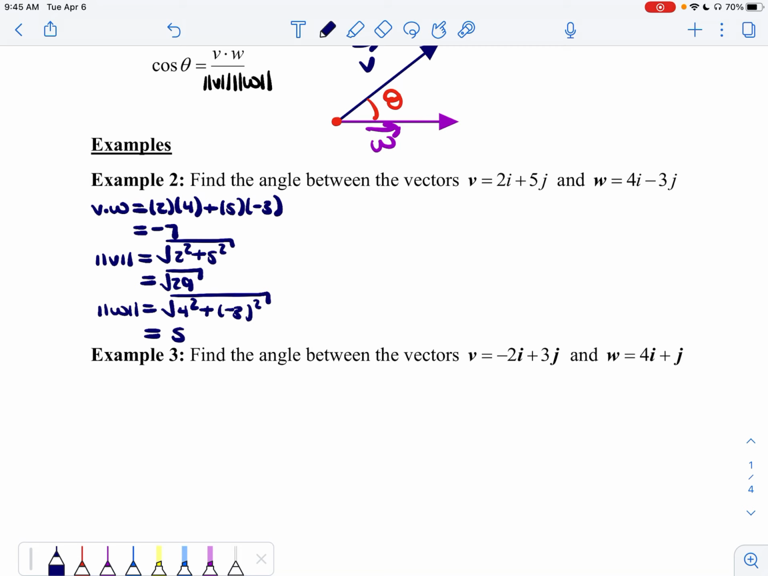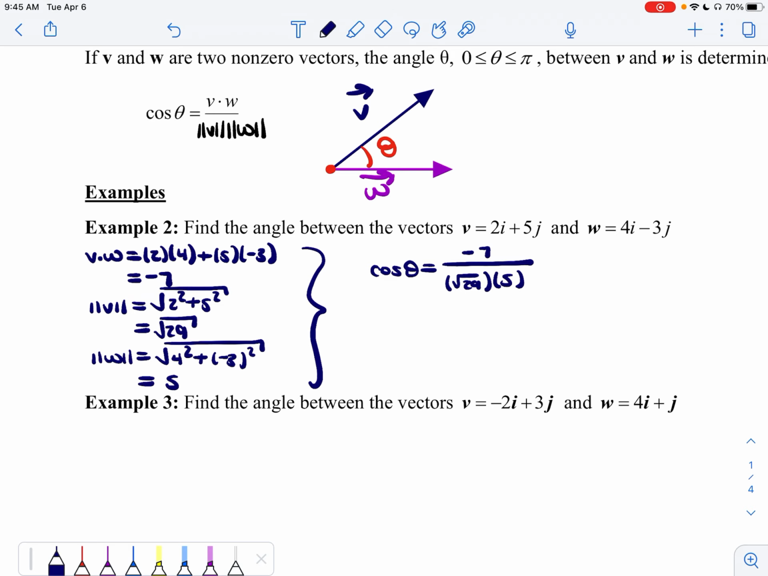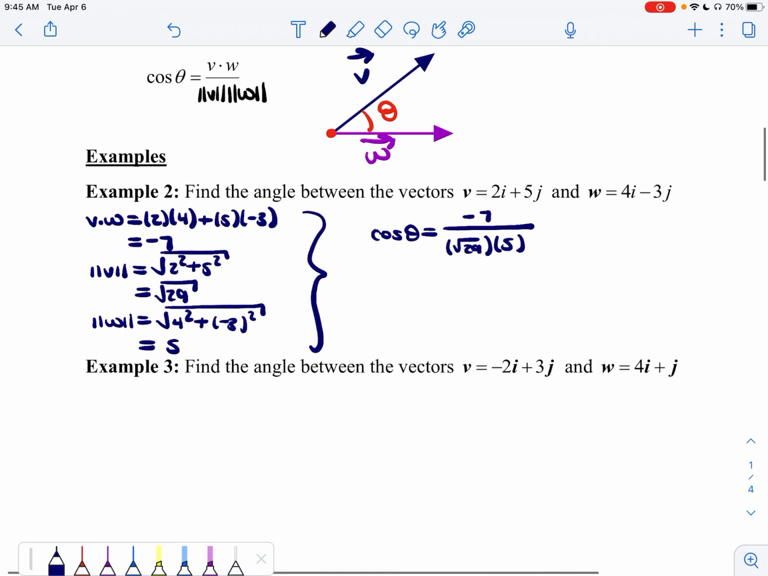And that would just be 5. Okay, so once you have all the pieces, then you can just put them together in your formula. So we're going to have cosine of theta is equal to negative 7 divided by the quantity square root of 29 times 5. Okay, now this is definitely not an angle on our unit circle, so we're going to want to pull out our calculators. So theta will be the inverse cosine of negative 7 over 5 square root of 29.